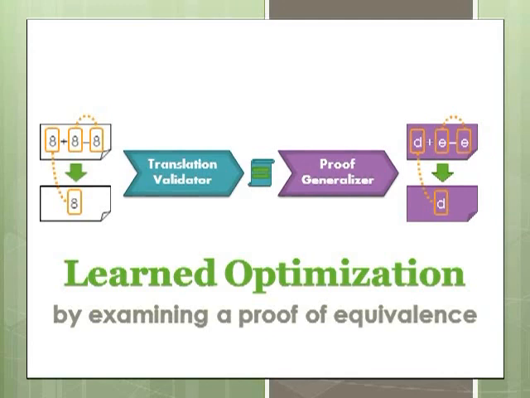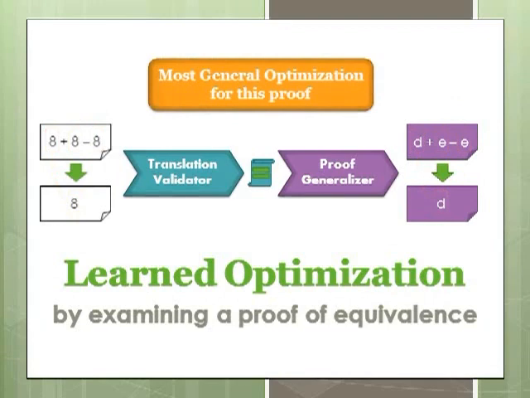However, our proof didn't need all the 8s to be the same, so we could actually use two different symbols, D and E, in our generalized transformation. In fact, this is actually the most general optimization for this proof, meaning we can't weaken any of our assumptions and still have the same proof strategy apply.